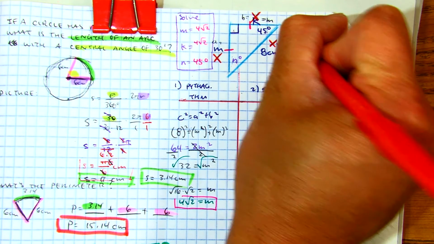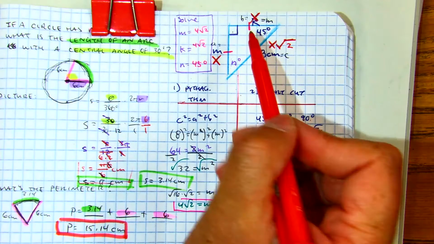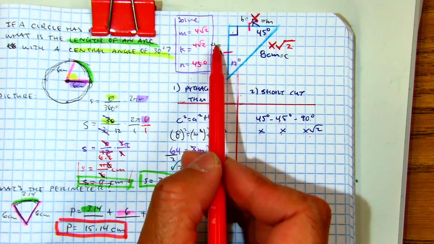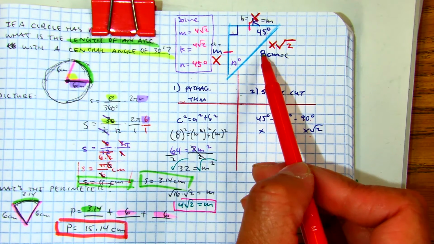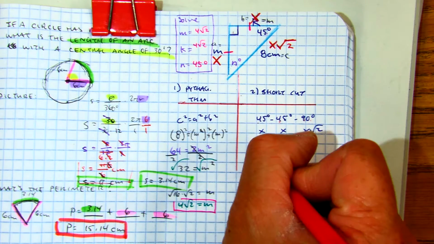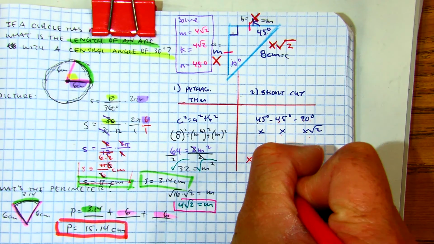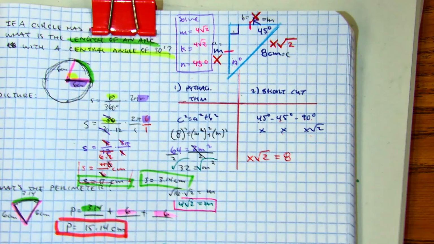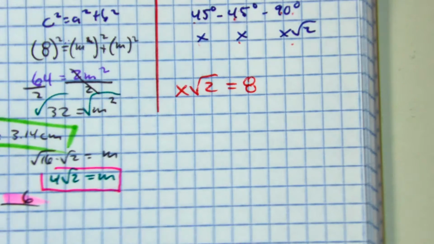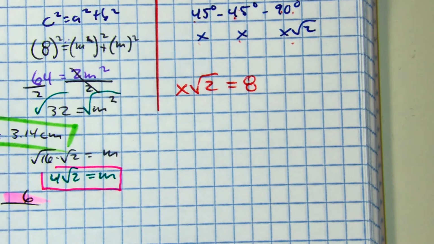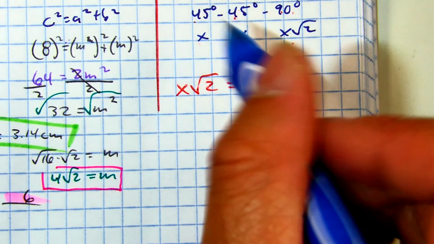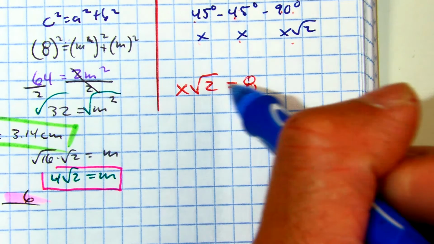So in this method, what you're going to do is, well, this is set equal to nothing, so I can't use that. But this one I can use. x radical 2 is equal to 8 centimeters. Just write that. And all I have to do there is just solve for x. Class, how do I get x by itself? Do you want to square it? If we squared it, that would be x squared times 2 equals 64.